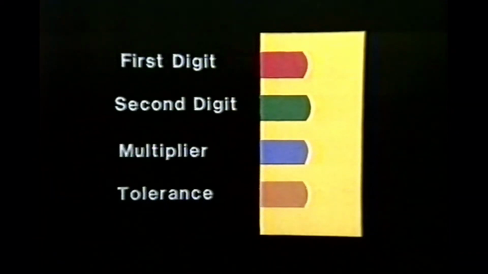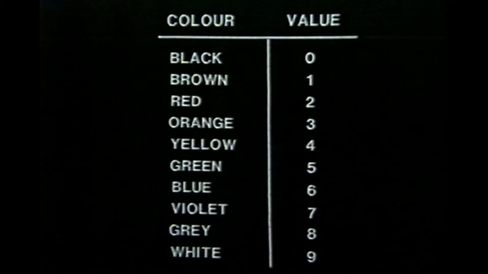The colour closest to this upper end, representing the first digit of the value, the next colour down the second digit, and so on. In all these identification methods used, the numerical value to colour relationship is identical, being represented by the standard resistor colour code.